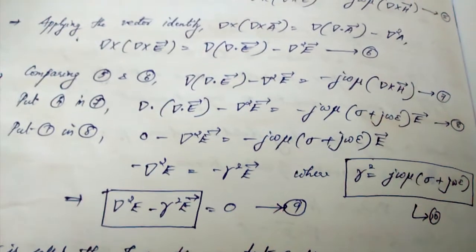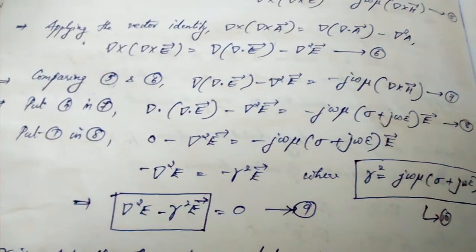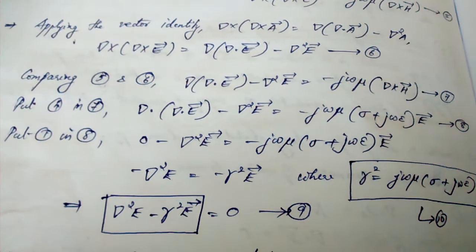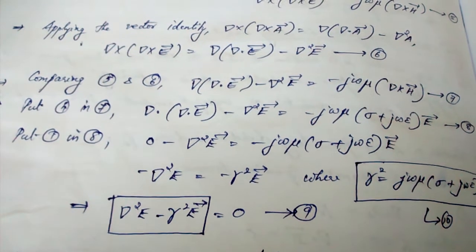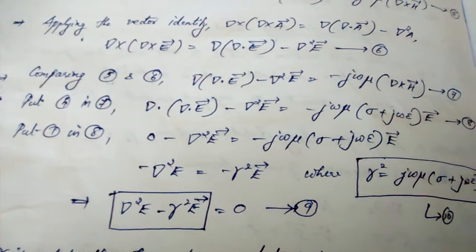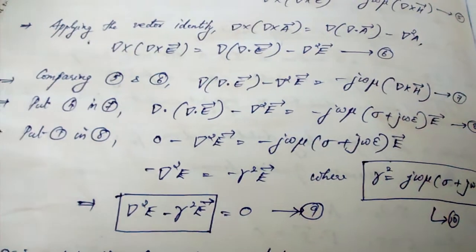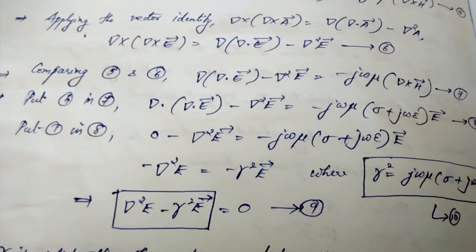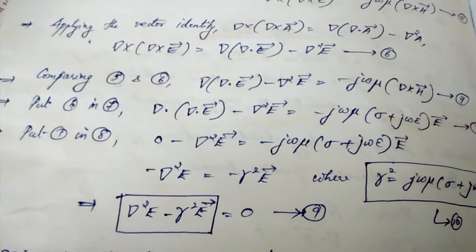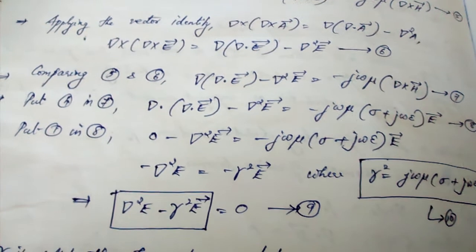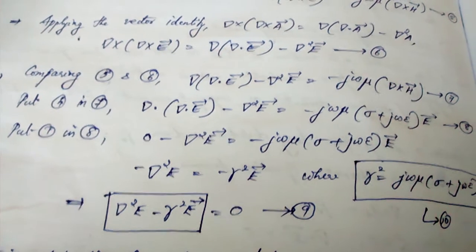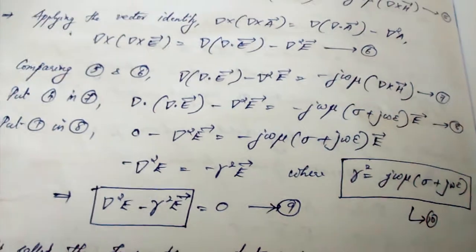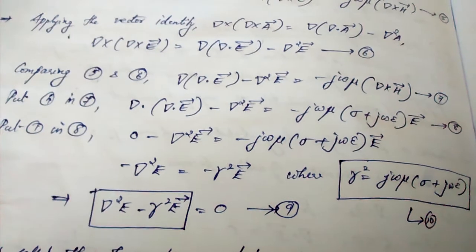So from equation 1 we know that del dot E is equal to 0. So on simplification you get minus del square E is equal to minus j omega mu into sigma plus j omega epsilon into E.